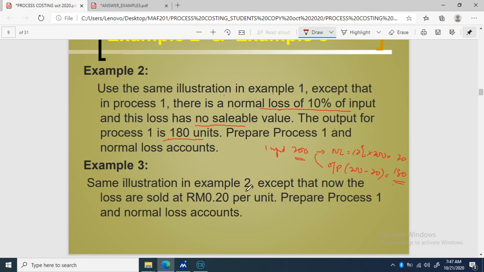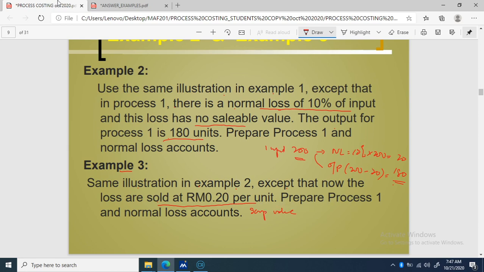Example 3, where there is a scrap value. So we refer to example 3, where there is a scrap value. It is the same illustration as in example 2, except that now the losses are sold at 20 cents per unit. So this is the scrap value.